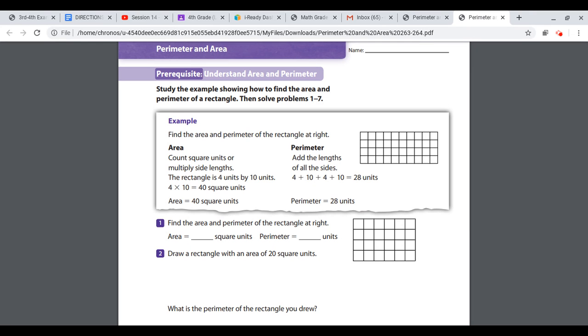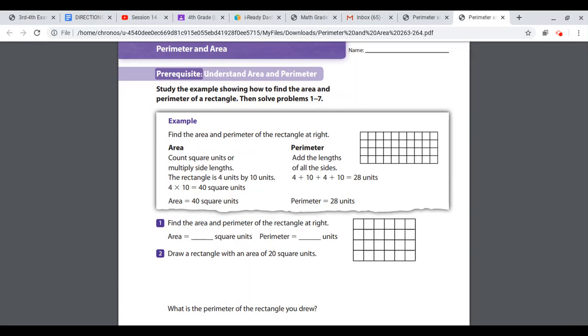So you could have multiplied 1, 2, 3, 4 times 10. 1, 2, 3, 4, 5, 6, 7, 8, 9, 10. We know that 4 times 10 is 40. Or you could have counted each individual square and it still would have been 40.